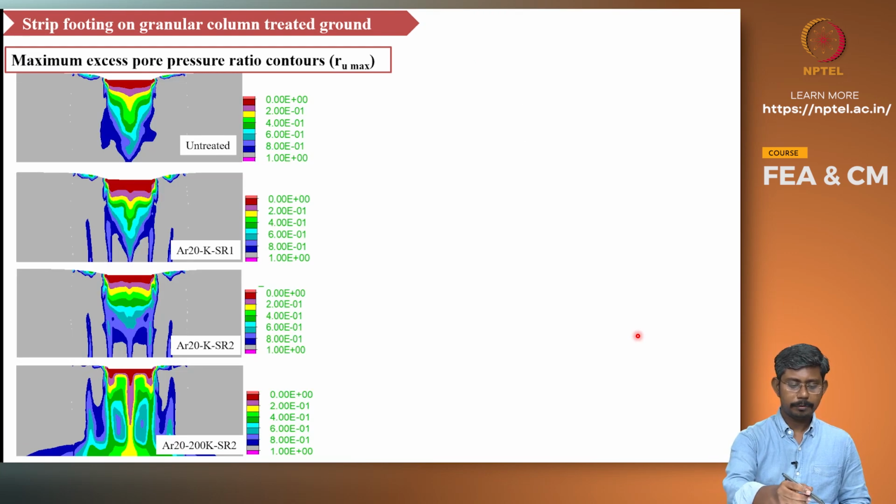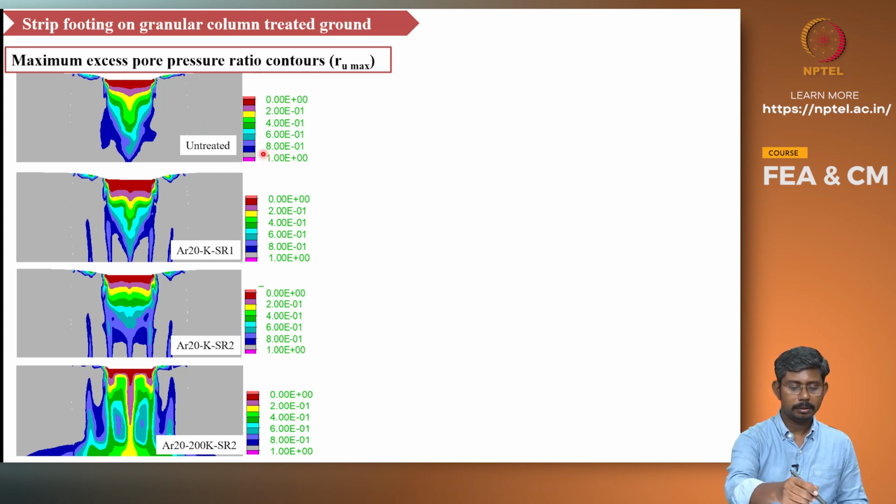The other means of expression, in order to show additional insights through the excess pore pressure ratio, these plots correspond to different cases: untreated, and then area ratio of 20% with no additional drainage through granular columns. This one is shear reinforcement 1, where not much shear reinforcement effect is expected, in this case the shear reinforcement effect will be there, and in the last case the drainage is also included. So with respect to the excess pore pressure ratio, RU max, the maximum value of excess pore pressure recorded during the cyclic loading, it can be seen that for untreated, the entire free field region, that is the region away from the footing, is liquefied.